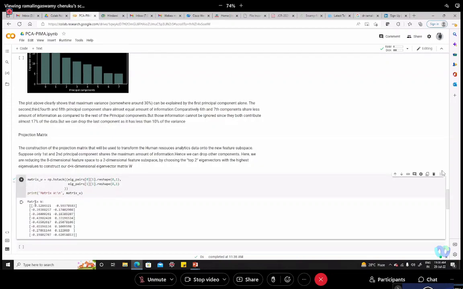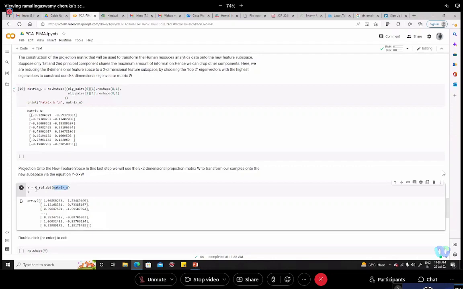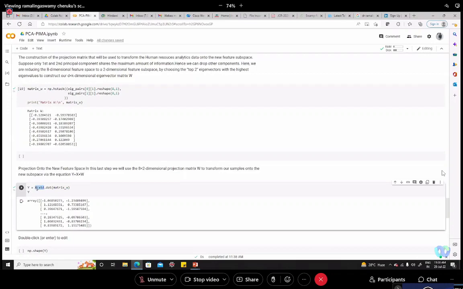Now I have created the matrix W. This is nothing but this T. Once you create this matrix T, you multiply the matrix T with the input transformed matrix X_std. As I said, once you get the T matrix, this T matrix has to multiply with the input matrix, X_std. You have to do the dot product. This is your Y. You got the transformed data.